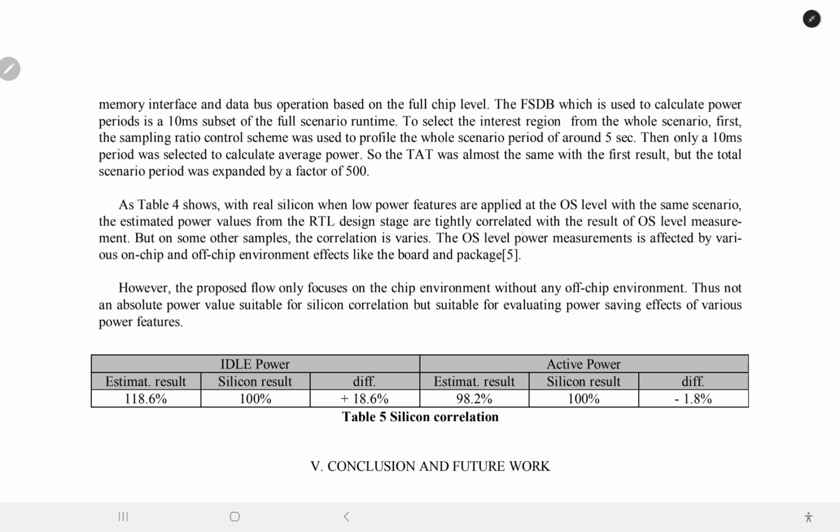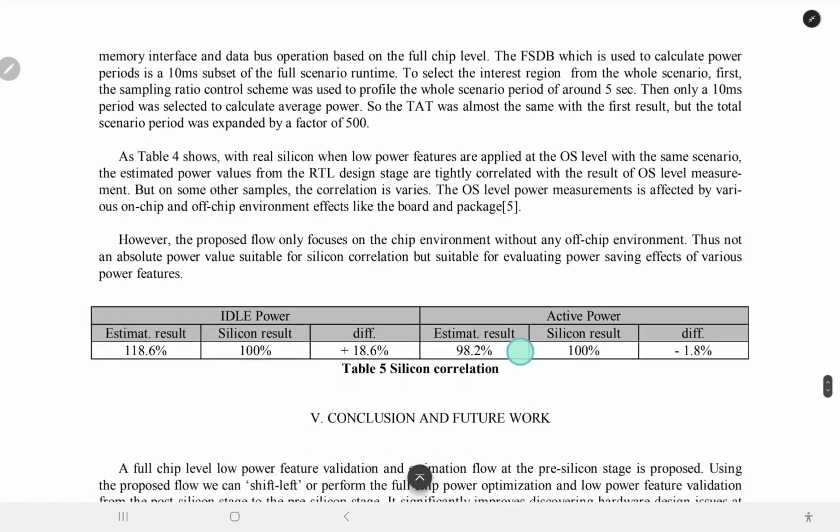The OS level power measurement is affected by various on-chip and off-chip environment effects like the board and package. However, the proposed flow only focuses on the chip environment without any off-chip environment, thus it is not suitable for absolute power value silicon correlation, but suitable for evaluating the power saving effect of various power features. Table 5, silicon correlation.